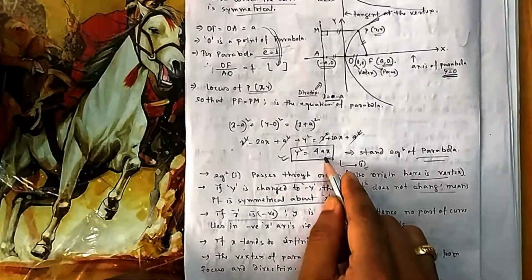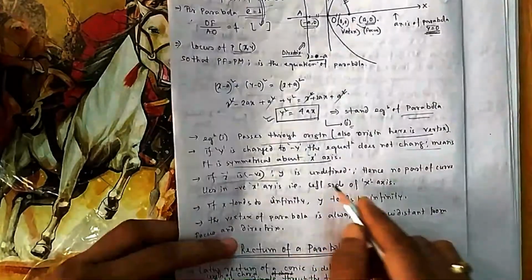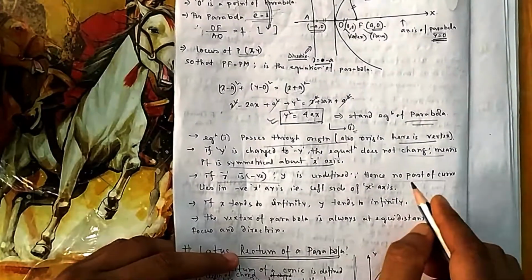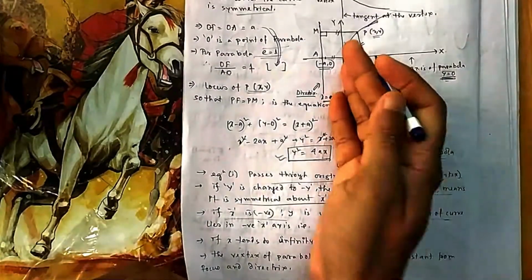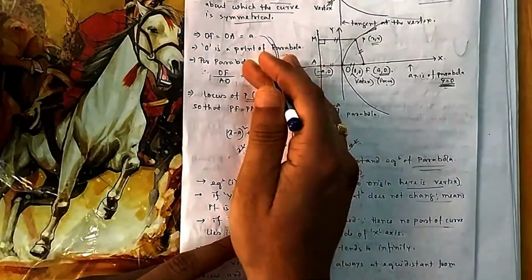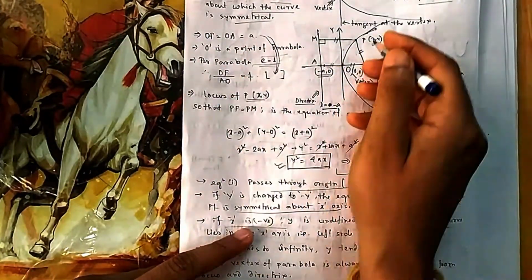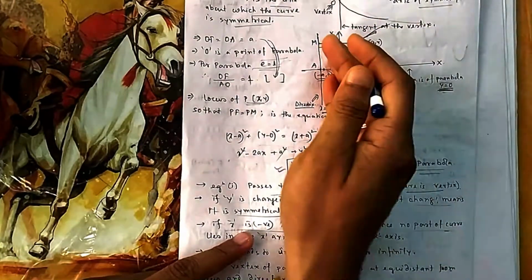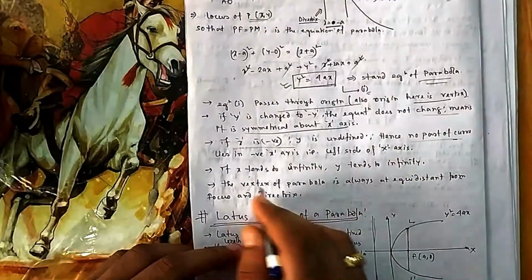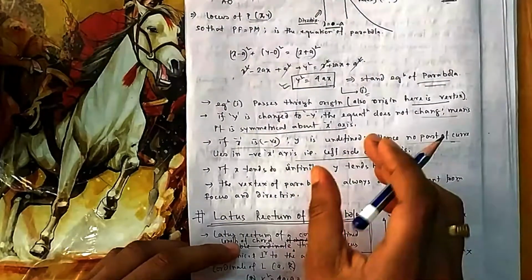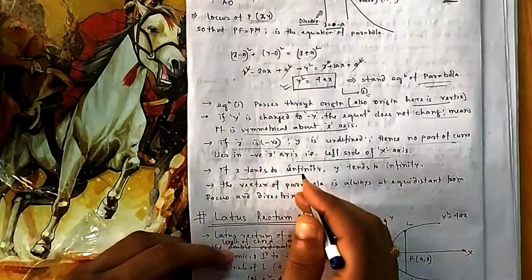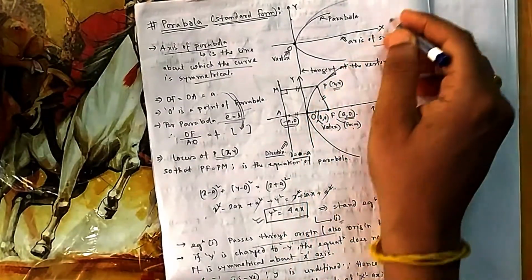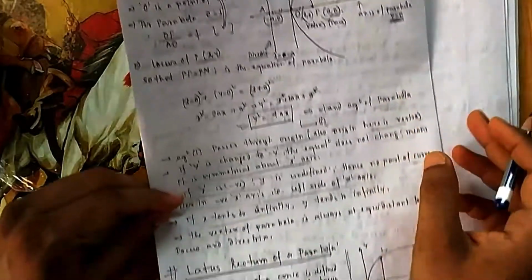If x is negative, then y becomes not real, an imaginary number. The root of a negative value is undefined, that is not a real part. So that means there is no part of the curve on the x equal to minus side. What is the x minus side? That is the left hand side of the origin. You will not find any part of this curve going to the left side of the origin, because if you put a negative x, then y becomes imaginary. You will not get any real value of y. So there is no portion of the curve on the left side. If x goes to infinity, if you keep on increasing x, your y will keep on increasing. So if x goes to infinity, your y will also go to infinity.